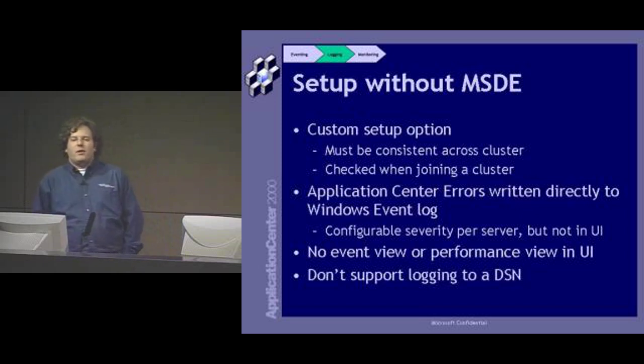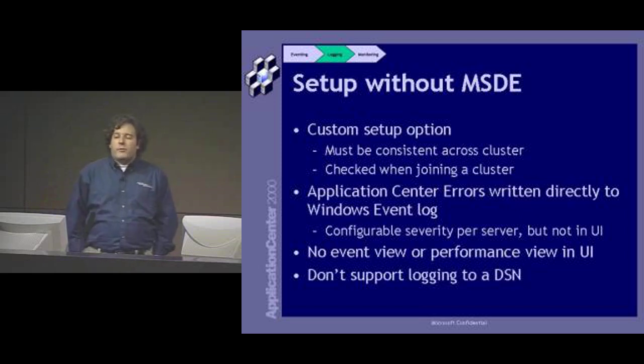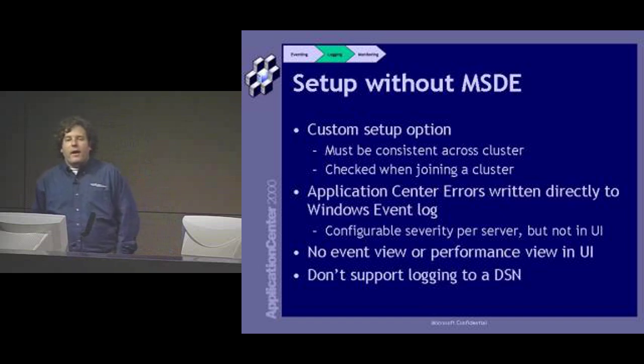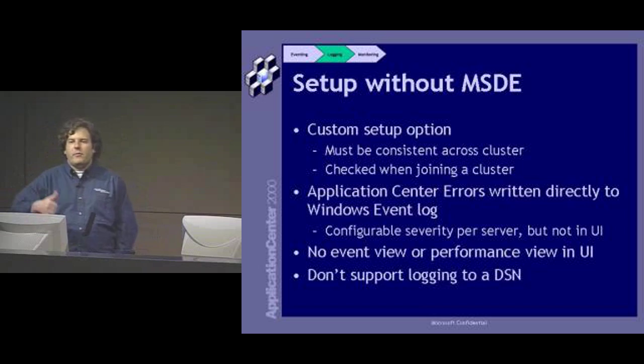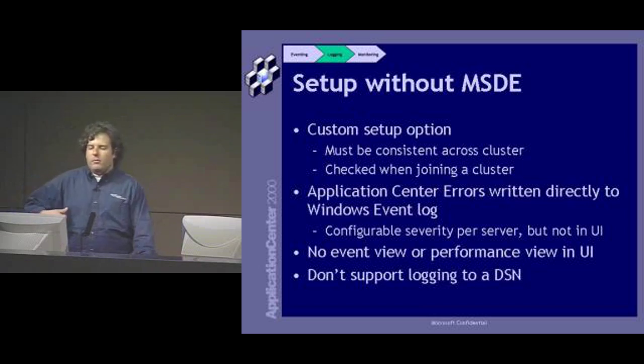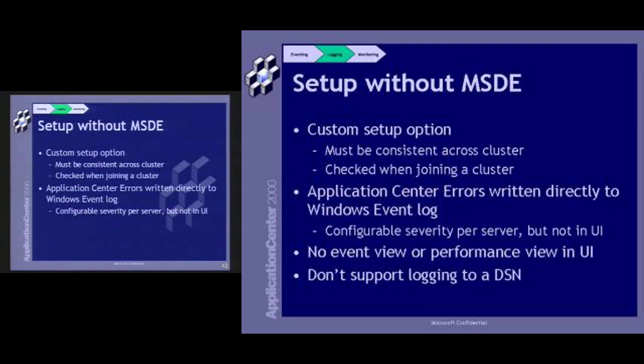Because we don't have a log, we're just going to write our errors directly to the Windows event log, and this is configurable. So if you want to log both errors and warnings, you can, and that can be tweaked on a per server basis. If you're having problems with an individual server, there's just no UI for it. It's setting a property in WMI.